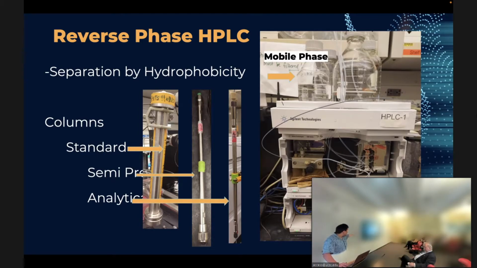Now to the left, these are the three columns I used. The standard one was for the first round of purification with the crude peptide. The second one I used was the semi-prep one, a little bit smaller, well, really smaller, for the second round of purification. And the third one I used was the analytical one, which was only for analyzing our sample.